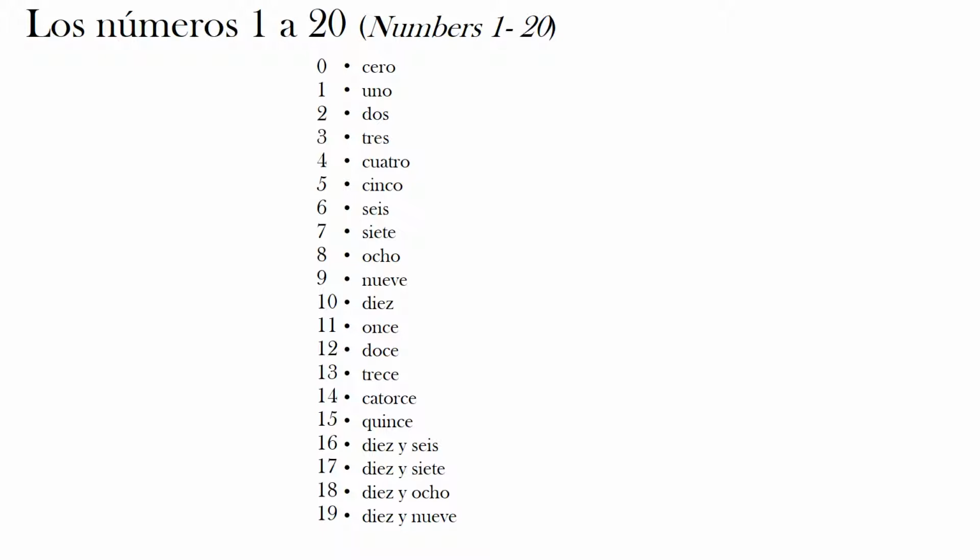And 16 through 19 can be written as one word, but the Z changes into a C, the Y into an I, and 6 gets an accent on the E. Or you could just leave it as 3 words.